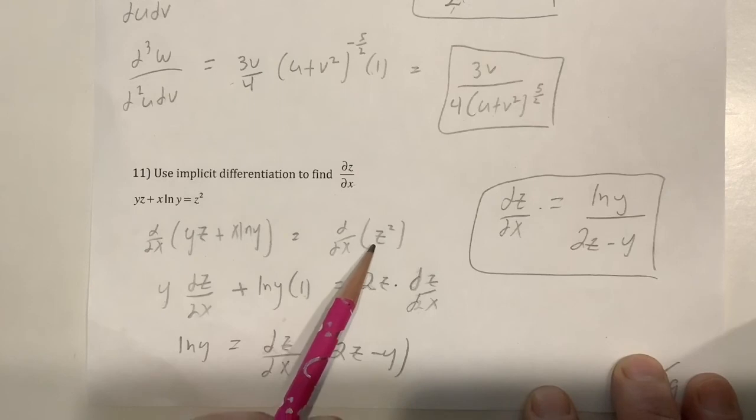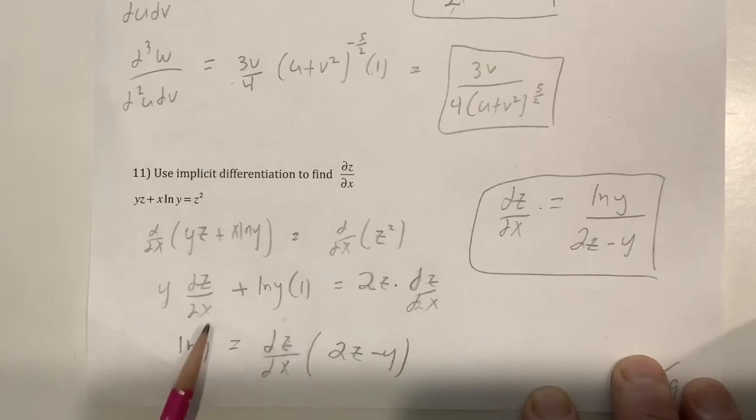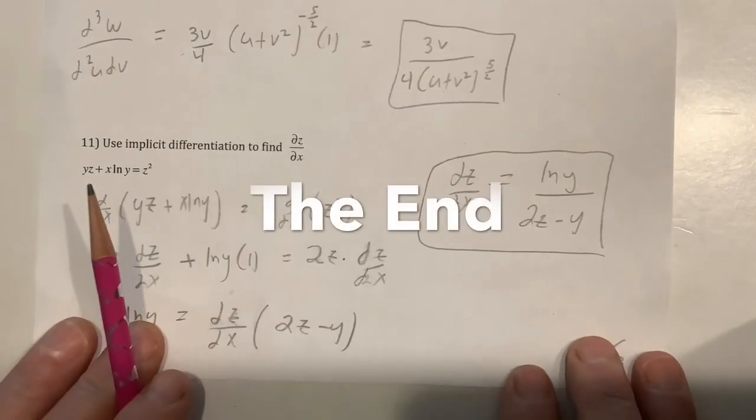On this side, we're assuming z is a function of x, so it's going to be 2z times dz dx. To finish the problem, you just have to get all the terms that have dz dx on one side, factor out the dz dx, and divide. And that's it.